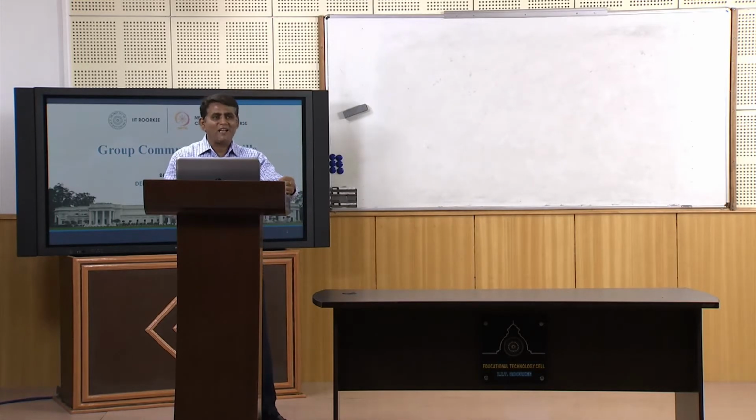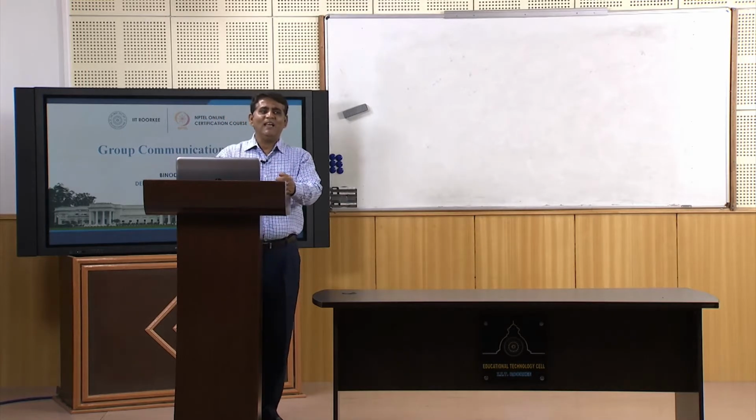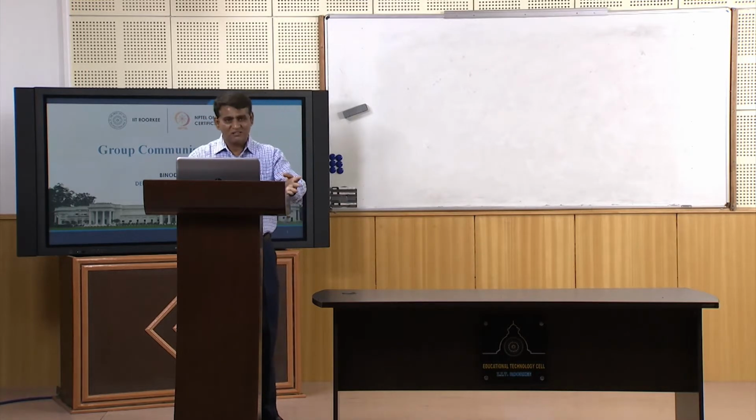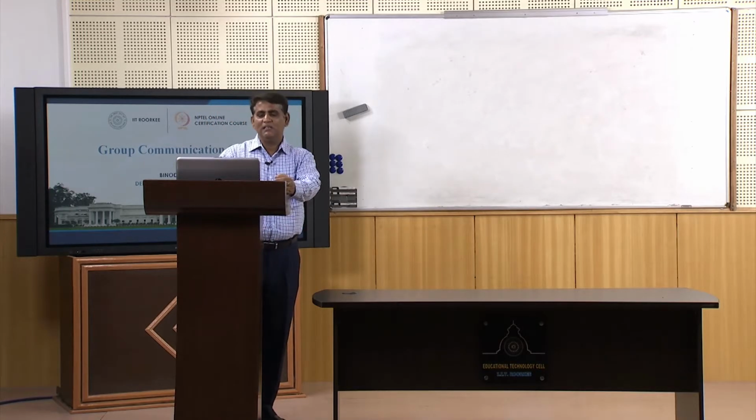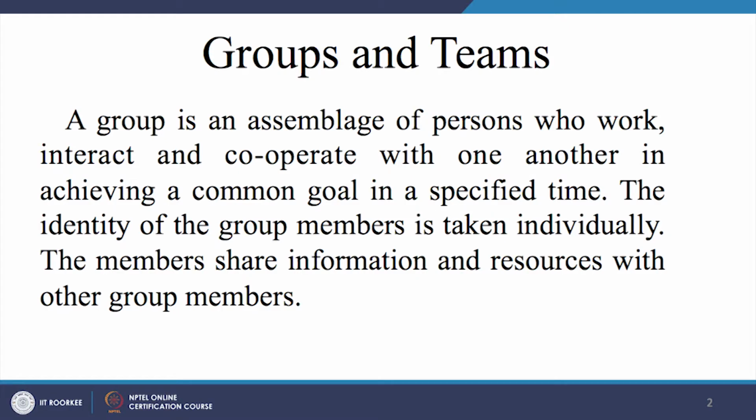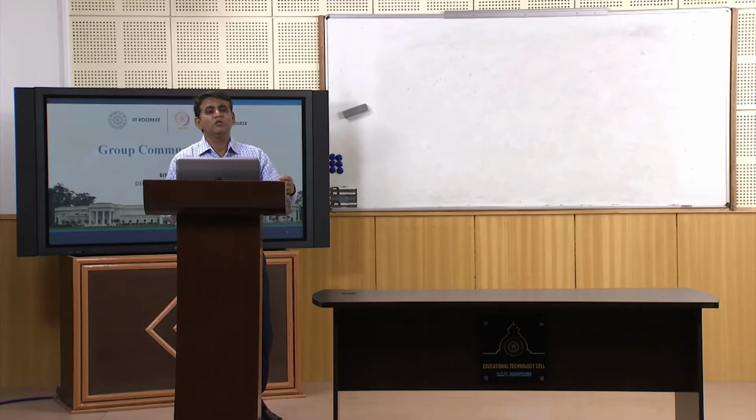A group is actually an assemblage of persons, meaning thereby it is actually a collection of people who work, interact and cooperate with one another in achieving a common goal in a specified time. The identity of the group members is taken individually. The members share information and resources with other group members.